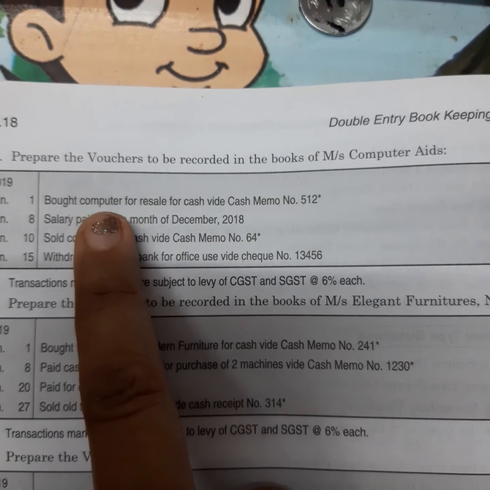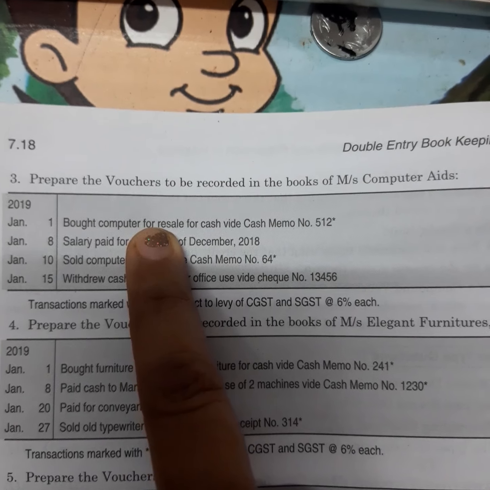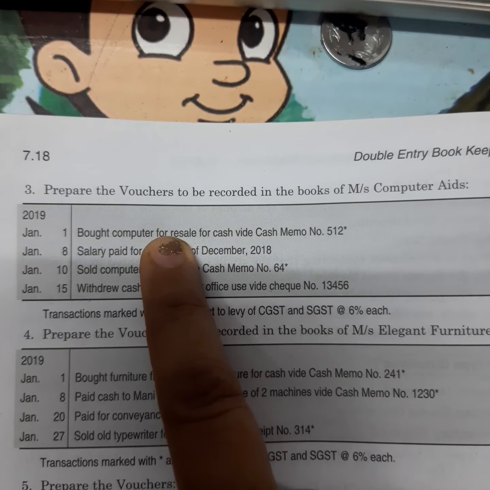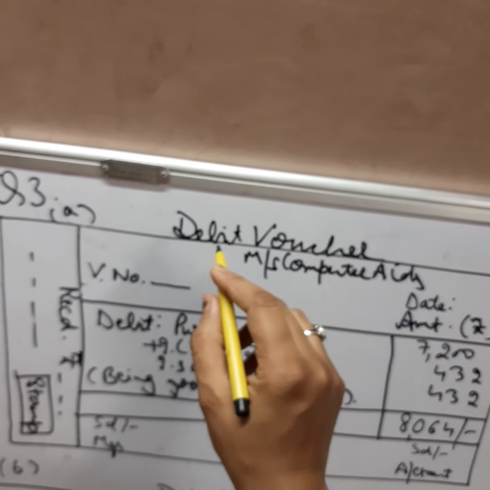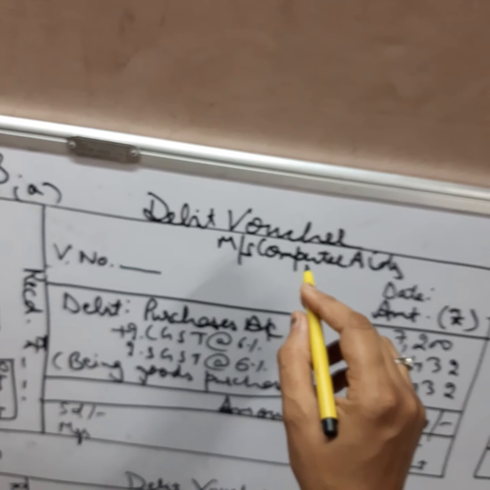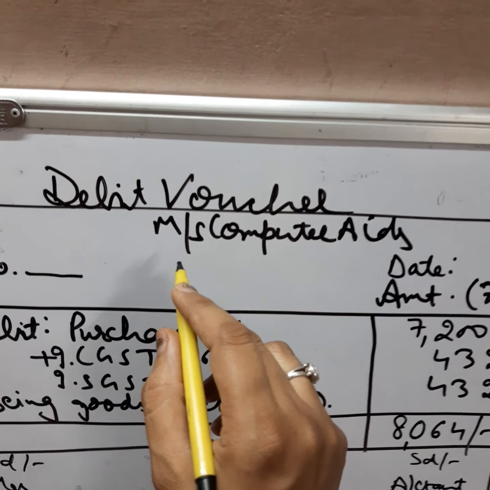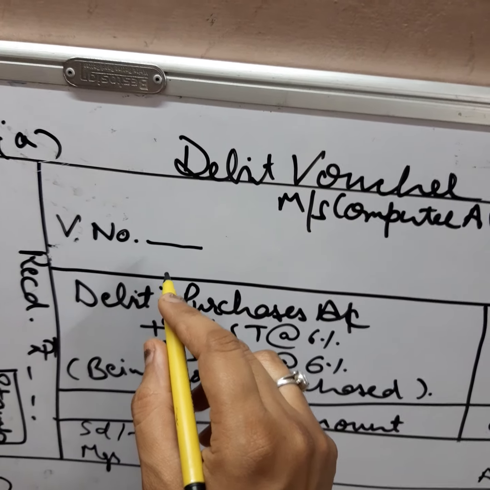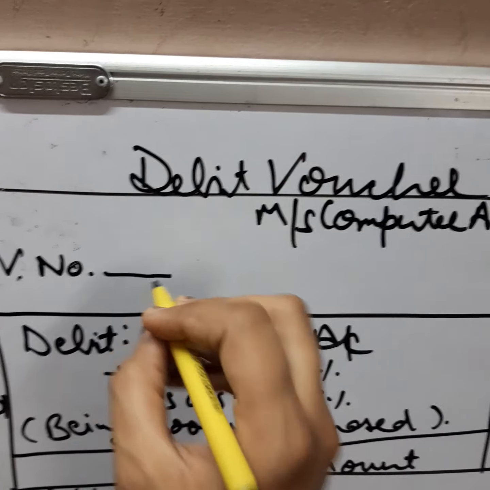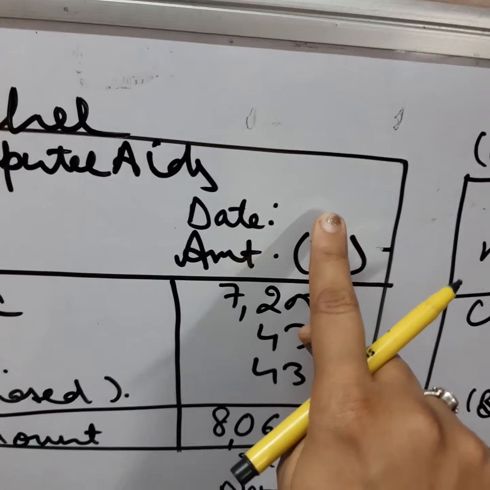When we are buying computer goods, cash is going out of our business, so cash is being credited. So we are required to prepare the debit voucher like this. Under debit voucher, firstly we will give the heading debit voucher, then name of the business. In our question, the name of the business is Messrs Computer Aids. Then the number of the voucher. Here we don't know the number of the voucher, so we can write A. Then the date. Date is January 1.